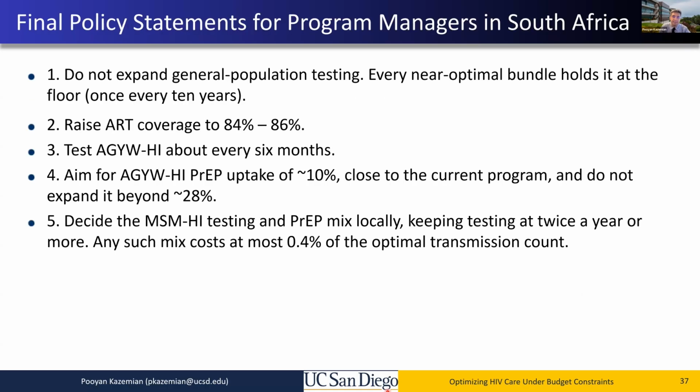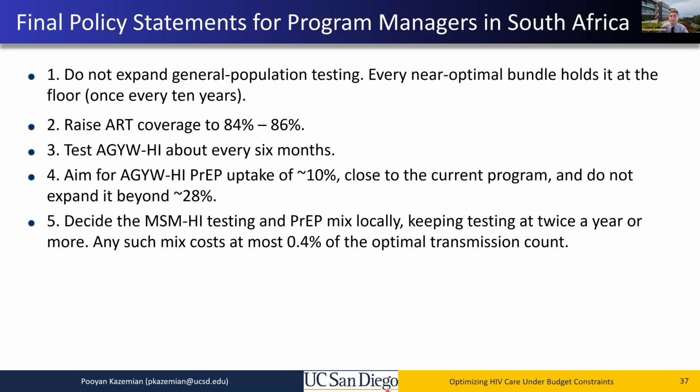So our final policy statements for the program manager in South Africa are as follows. Number one, do not expand general population testing. Every near optimal bundle holds it at the floor of once every 10 years. Second statement is that we need to raise ART coverage to about 84% to 86%. Then testing for adolescent girls and young women at high incidence should be about every 6 months. We need to aim for PrEP for young women uptake of about 10%, which is close to the current level in the status quo, but we should not expand it beyond 28%.